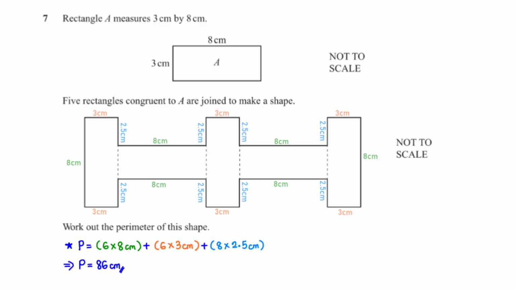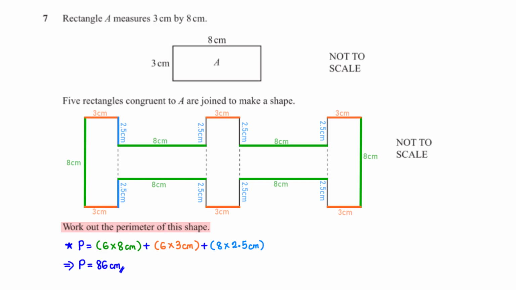Rectangle A measures 3 cm by 8 cm. 5 rectangles congruent to A are joined to make a shape. Work out the perimeter of this shape. The perimeter of the shape is the distance around the shape. These sides are the lengths of the rectangle, which is 8 centimeters. These sides are the widths of the rectangle, which is 3 centimeters.